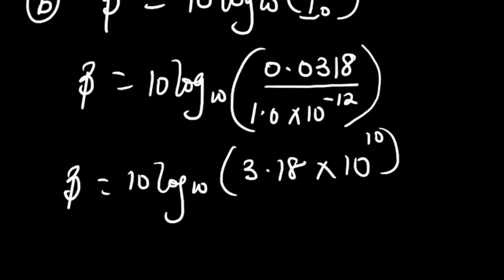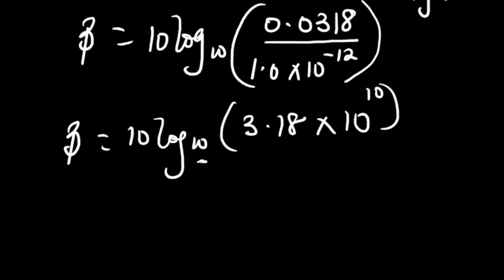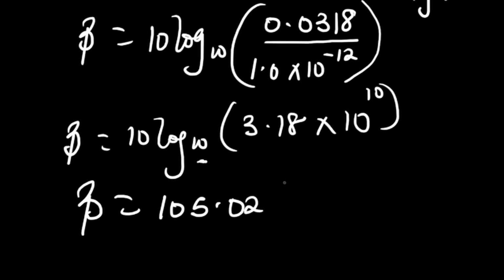So you don't have to worry if your calculator doesn't show you a base 10. Just type 10 log this. Since we've already simplified it to be 3.18 times 10 to the power of 10, just type on your calculator 10 log, then the value in the bracket. So don't bother looking for 10, because by default, it is to the base 10. So the loudness level is equal to 105.02 decibels. This is the answer in decibel scale.